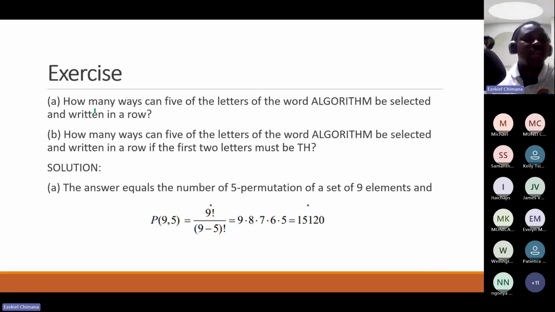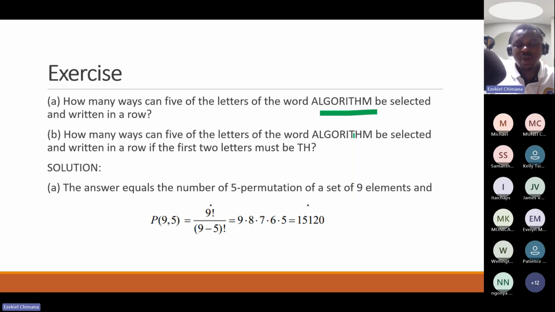So here we've got this question. How many ways can 5 of the letters of the word algorithm be selected and written in a row? So you're taking r at a time. Our r is 5. And the word algorithm is our alphabet, the set of elements that we are talking about. How many letters are there in the word algorithm? You can count: 1, 2, 3, 4, 5, 6, 7, 8, 9, which means our n is 9 and our r is 5, right?